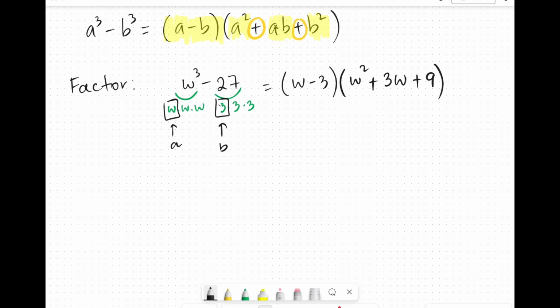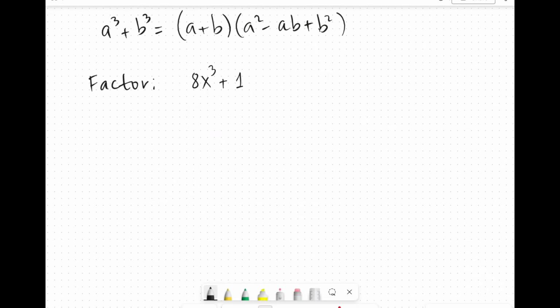Let's look at the question now that uses the last formula with the plus and the cube. So that will be on the next screen. Here's your example. You have 8x cubed plus 1. And since you see the plus and the cube, you know it's the formula of the sum of two cubes.